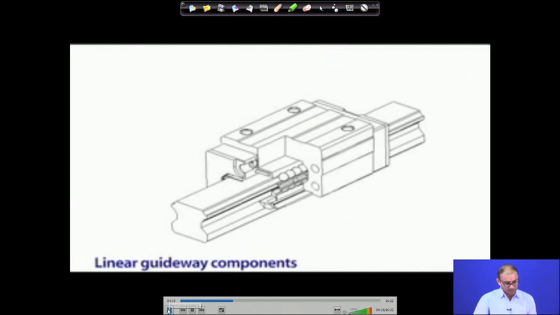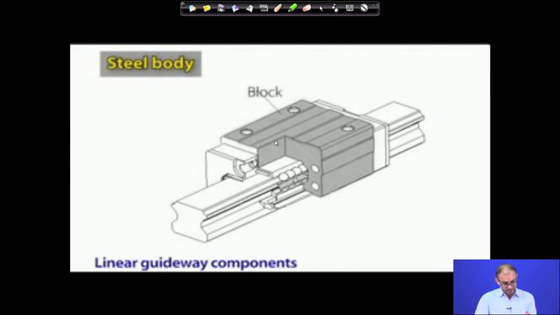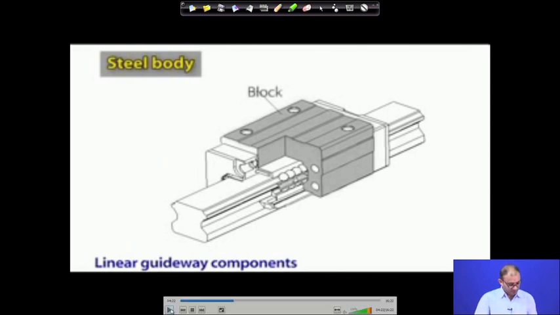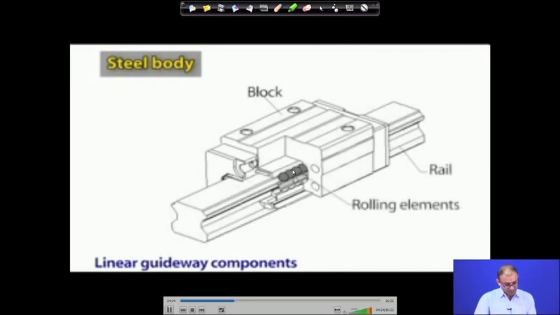So, what are the components of this linear guideway? One is the steel body, which is required because on top of it we mount our workpiece so that it can move in the x and y direction. That is the first component, the steel body. This is the rail on which your rolling element will slide. This is the rolling element.